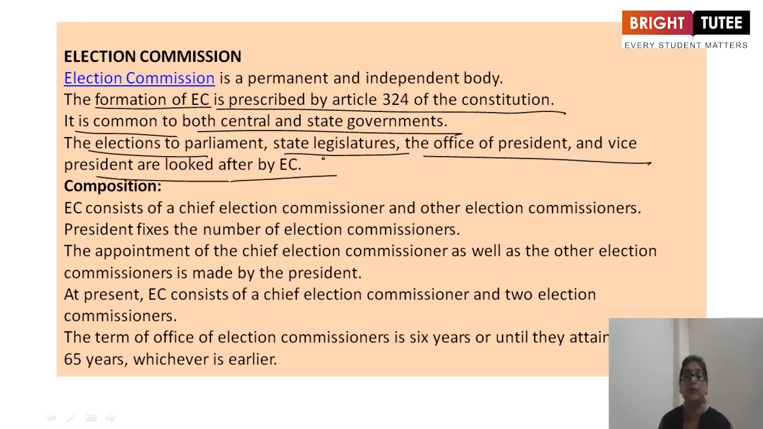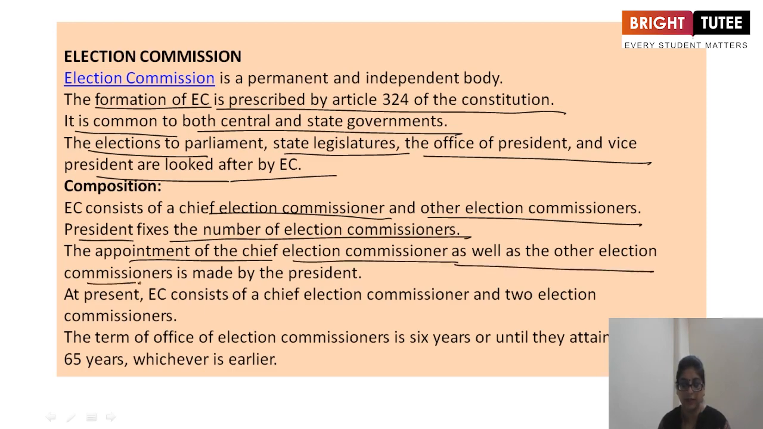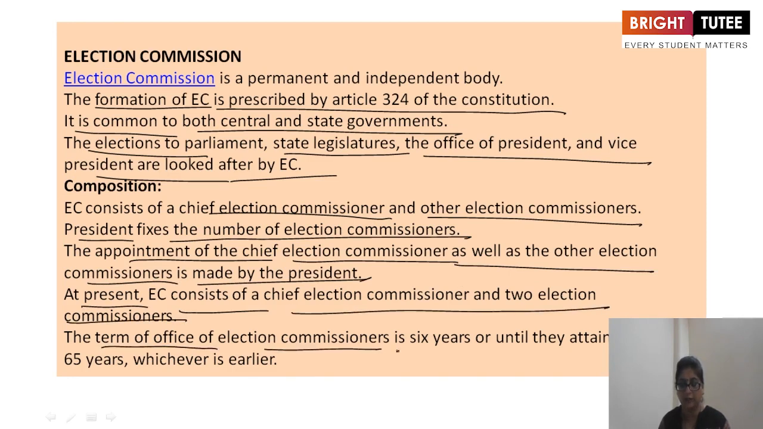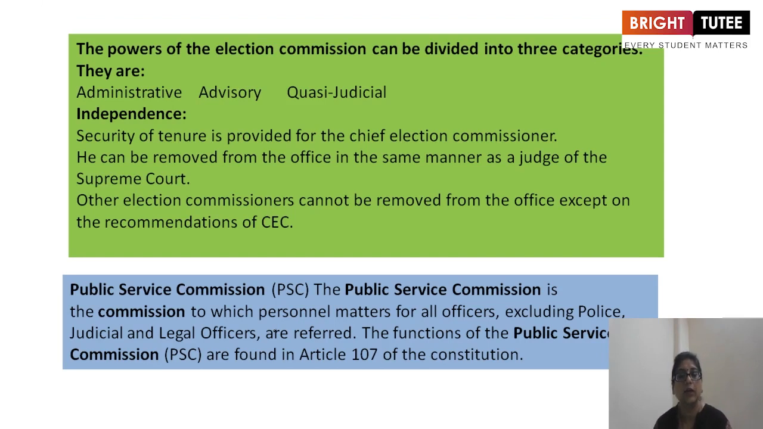And what is the composition of the Election Commission? You have done it in class 10 as well. It consists of a Chief Election Commissioner and other election commissioners. The President fixes the number of election commissioners. The appointment of the Chief Election Commissioner as well as the other election commissioners is made by the President. At present, the Election Commission consists of a Chief Election Commissioner and 2 election commissioners. The term of office of an Election Commissioner is 6 years or until they attain the age of 65 years, whichever is earlier.